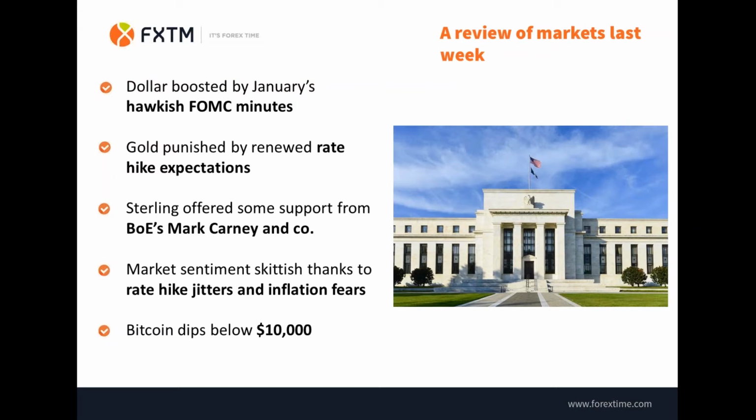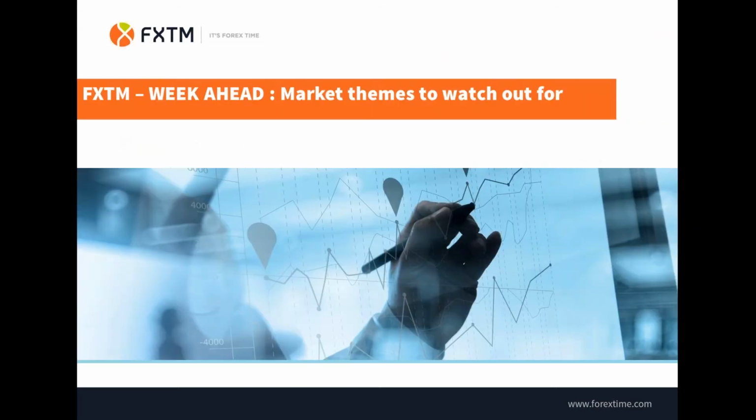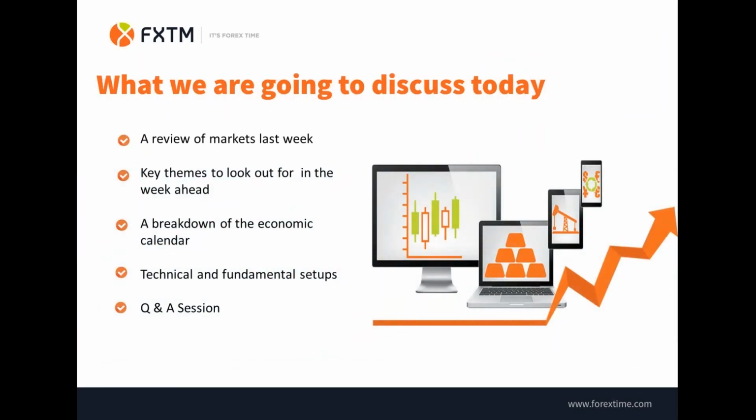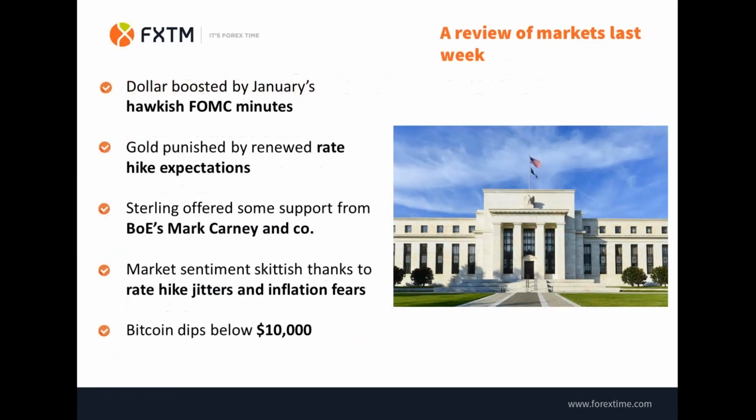So, for those who didn't see the screen at the start, I'll just quickly start again. As I said, the key themes can be seen here. Dollar boosted by the hawkish minutes, gold punished by renewed rate hike expectations, sterling offered some support by BOE Carney and Co., market sentiment skittish thanks to rate hike jitters, and finally Bitcoin dips below 10,000.